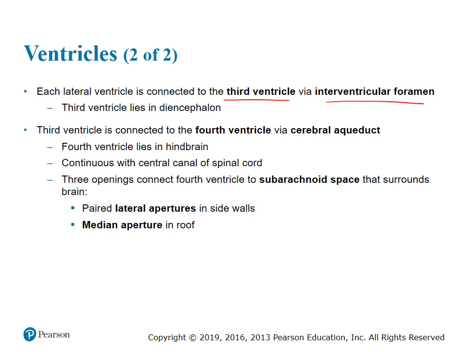The third ventricle is in the diencephalon. The third ventricle is finally connected to a fourth ventricle through a channel we call the cerebral aqueduct. The fourth ventricle is in the hindbrain, and that fourth ventricle is then connected to the central canal. Okay? So again, lateral ventricles, third ventricle, fourth ventricle, then central canal.